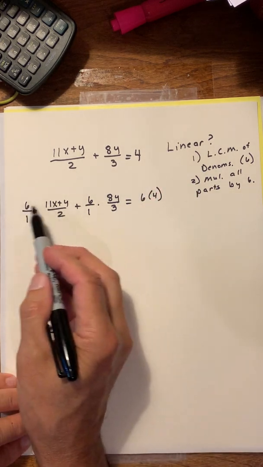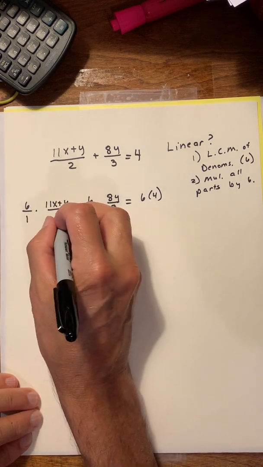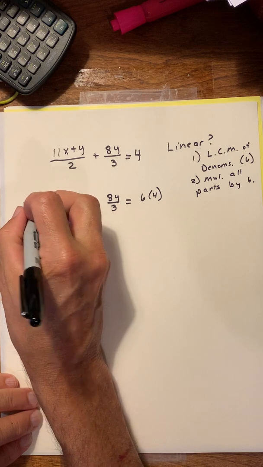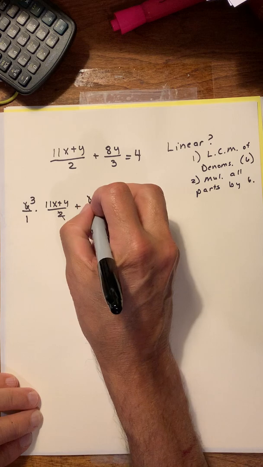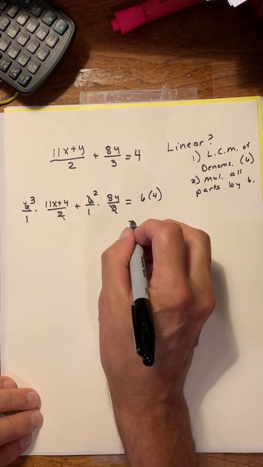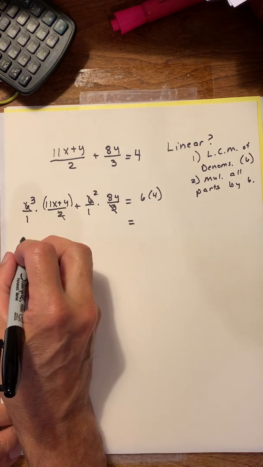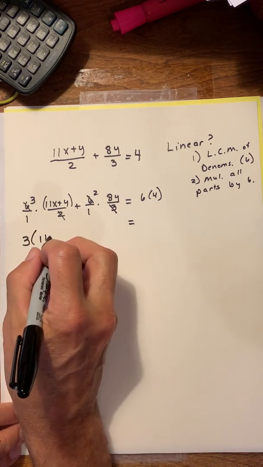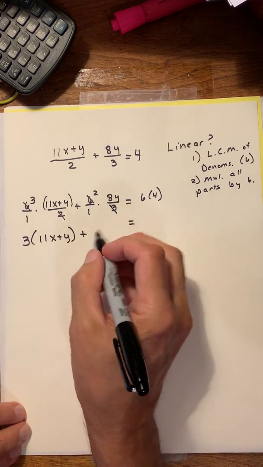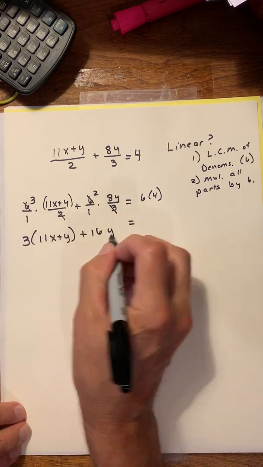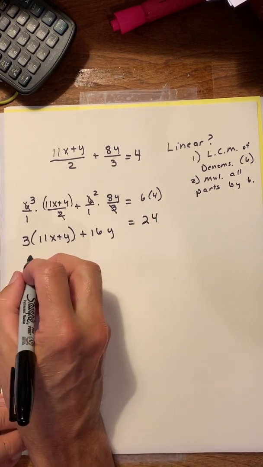So remember, don't multiply the 6 times these guys. Let your denominators cancel. 2 will go into 6 3 times. That's why we're multiplying by 6, so my denominators can cancel. 3 will go into 6 2 times. So I have 3 times this. I'll go ahead and write it out in undistributed form. 2 times 8y is 16y, 24. All right, a little distributive.